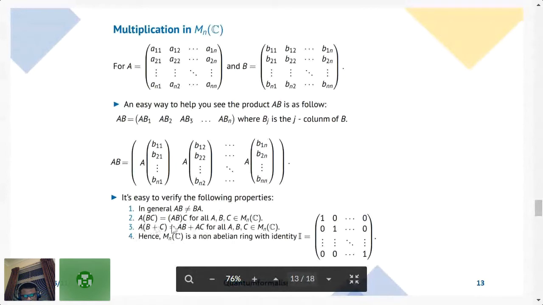It's also distributive. So this essentially makes Mn of C, as we already saw in the example with the rings where M2 of C is a non-abelian ring, also a non-abelian ring with identity. Notice the identity for this is 0 everywhere else, but the diagonal entries are all ones. So this is not a problem, piece of cake.